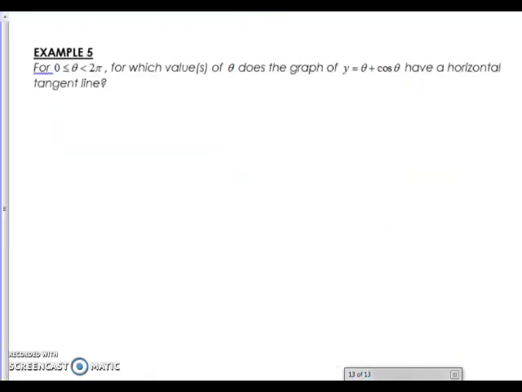All right, last one. It says for theta between 0 and 2 pi, for what value or values of theta does the graph have a horizontal tangent line? Again, horizontal tangent line, you should be thinking slope equals 0. When you think of slope, you think derivative. So really what they're asking you to do here is take the derivative and set it equal to 0. Well, what's the derivative of theta? 1. The derivative of cosine? Negative sine. So here's my derivative.